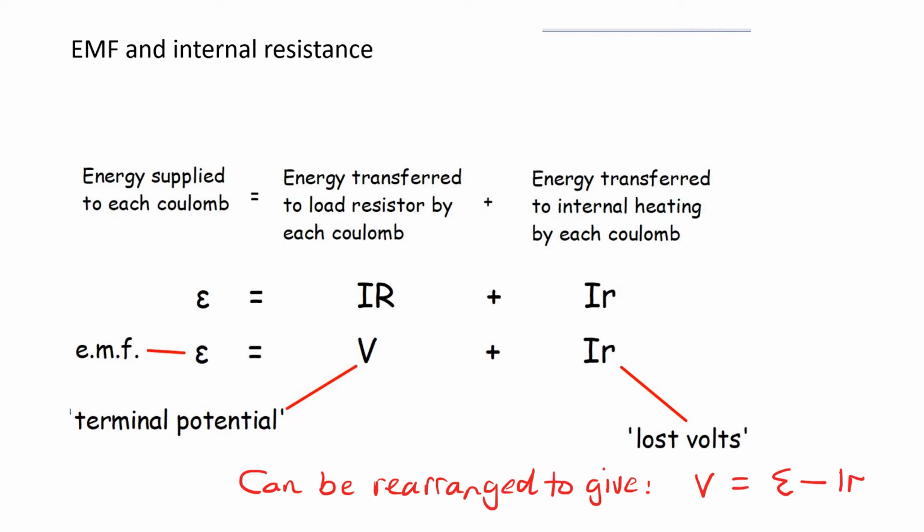This equation can be rearranged to give V equals epsilon minus I r. And in words, that's terminal potential difference is equal to the EMF minus the lost volts inside the cell.